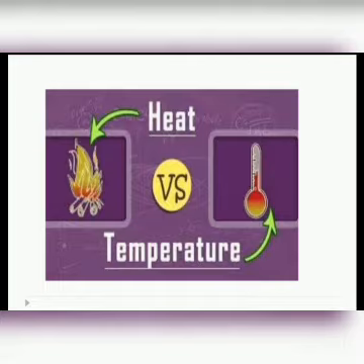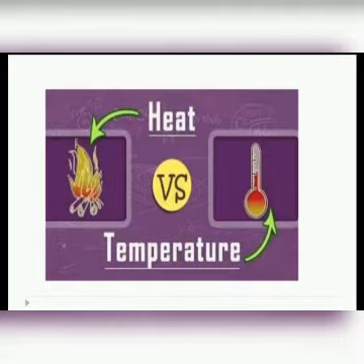Today we are going to continue with the chapter Heat. As we have discussed in the last lecture, heat is a form of energy which passes from one form of matter to the other, like from the higher temperature body or the hotter body to the colder body. Today we are going to discuss the difference between heat and temperature.